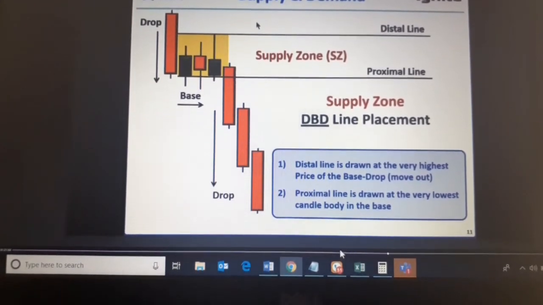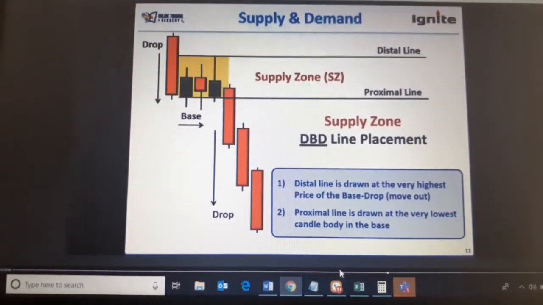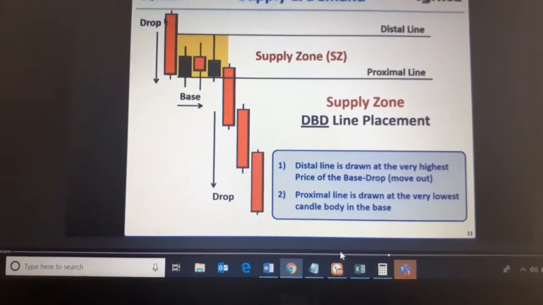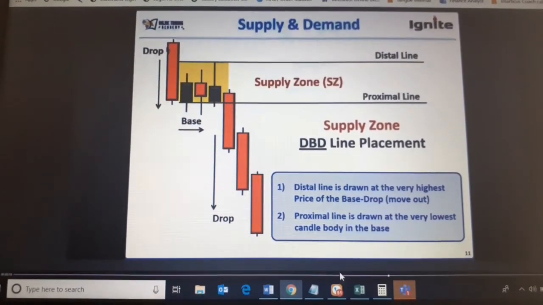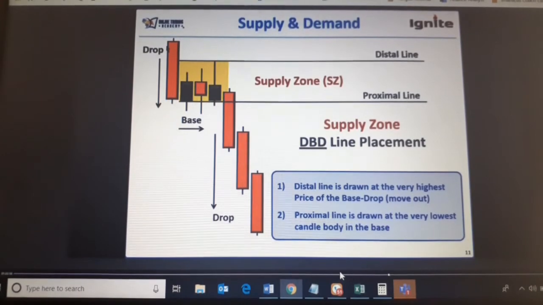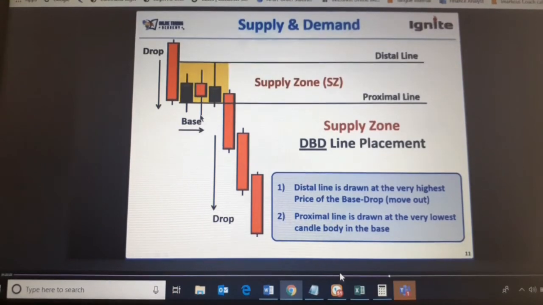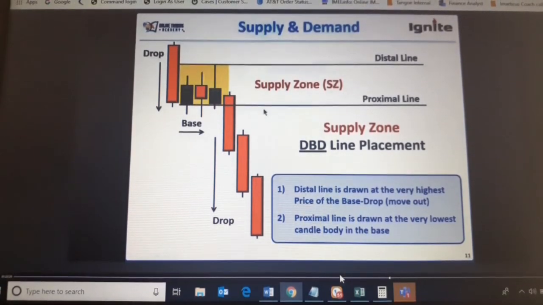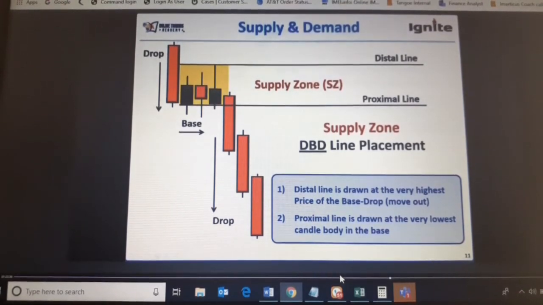The leg in wick should not be considered. No? This is a continuation pattern. Rally base rally was a continuation, we ignored the leg in. So here also this is a drop base drop, so we will ignore the leg in. It's the same, as we have three types of drawing your proximal line. If I want to draw wick to wick, then the proximal line will come over here. The second method is the preferred method, where the proximal line is now. And if you want to draw the proximal line at the very highest body, then it's between these two candles.